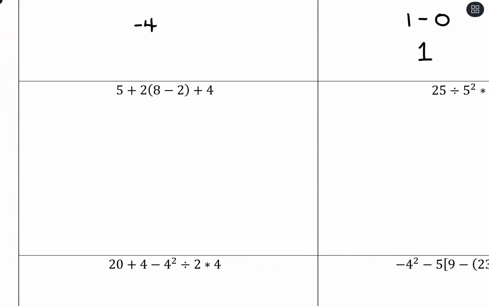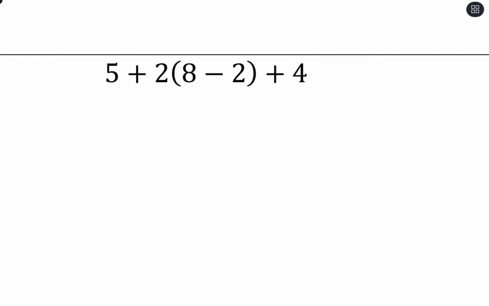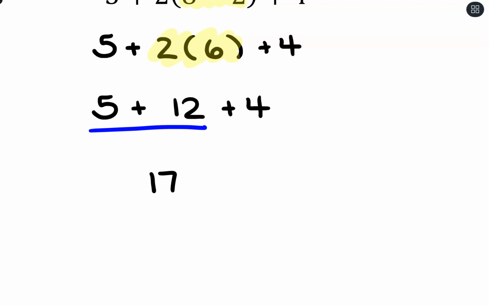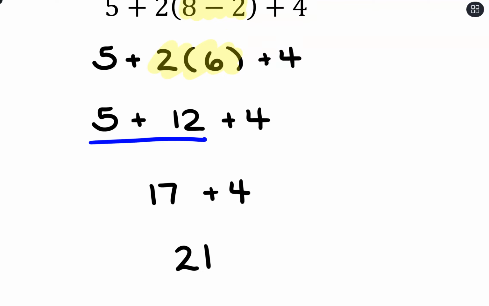All right, a few more examples here. They're going to get trickier and trickier as we go on. So starting with our parentheses, that 8 minus 2, so we have 5 plus 2, and then in parentheses 6 plus 4. Take care of that multiplication. And then lots of addition there, so we're going to add from left to right. So 17 plus 4, we're at 21.